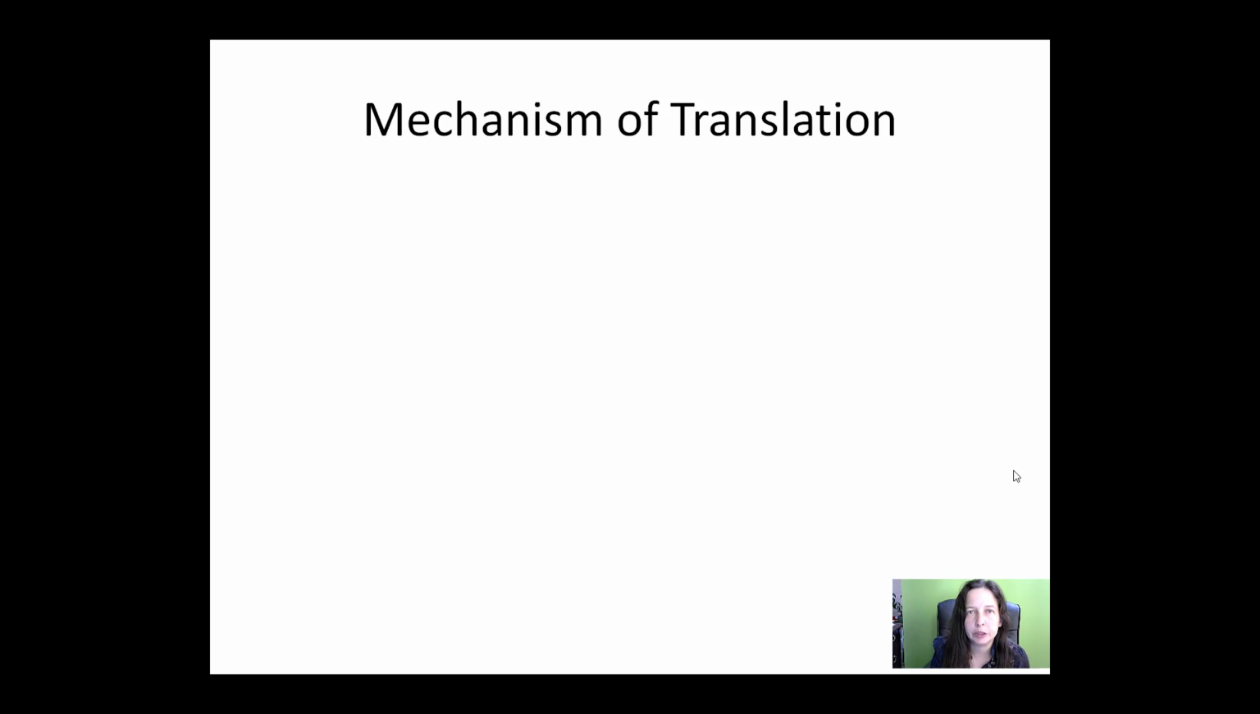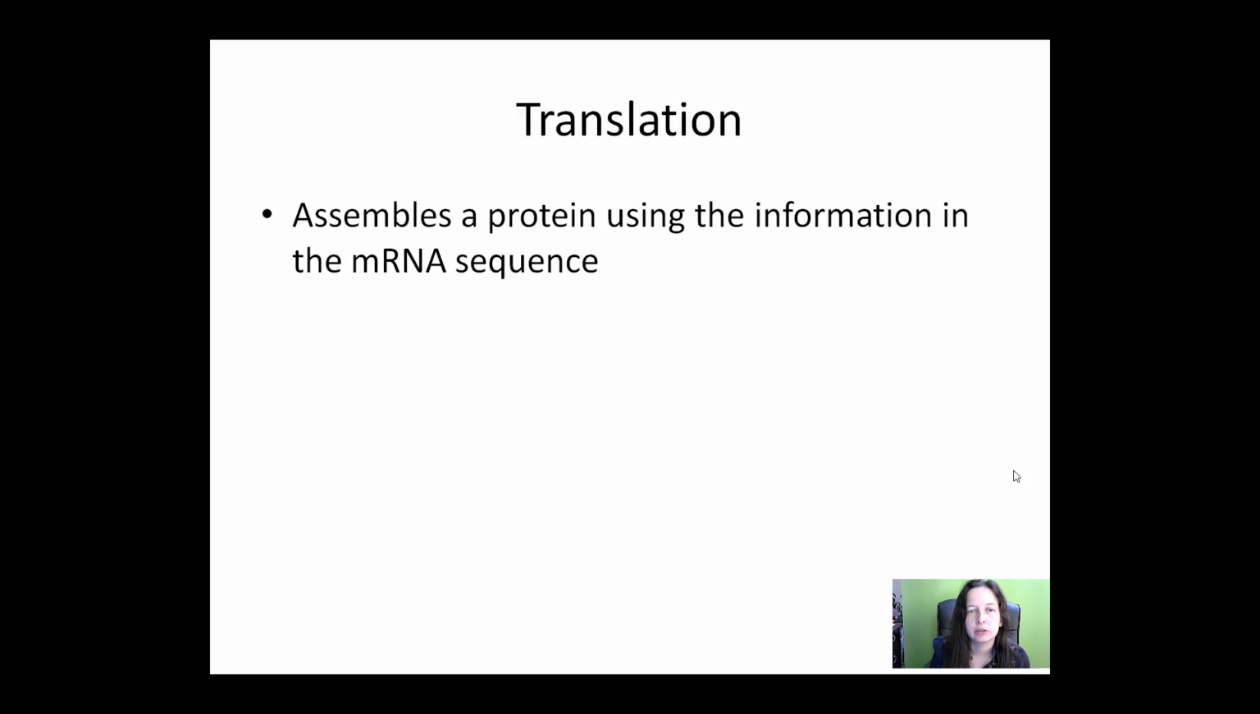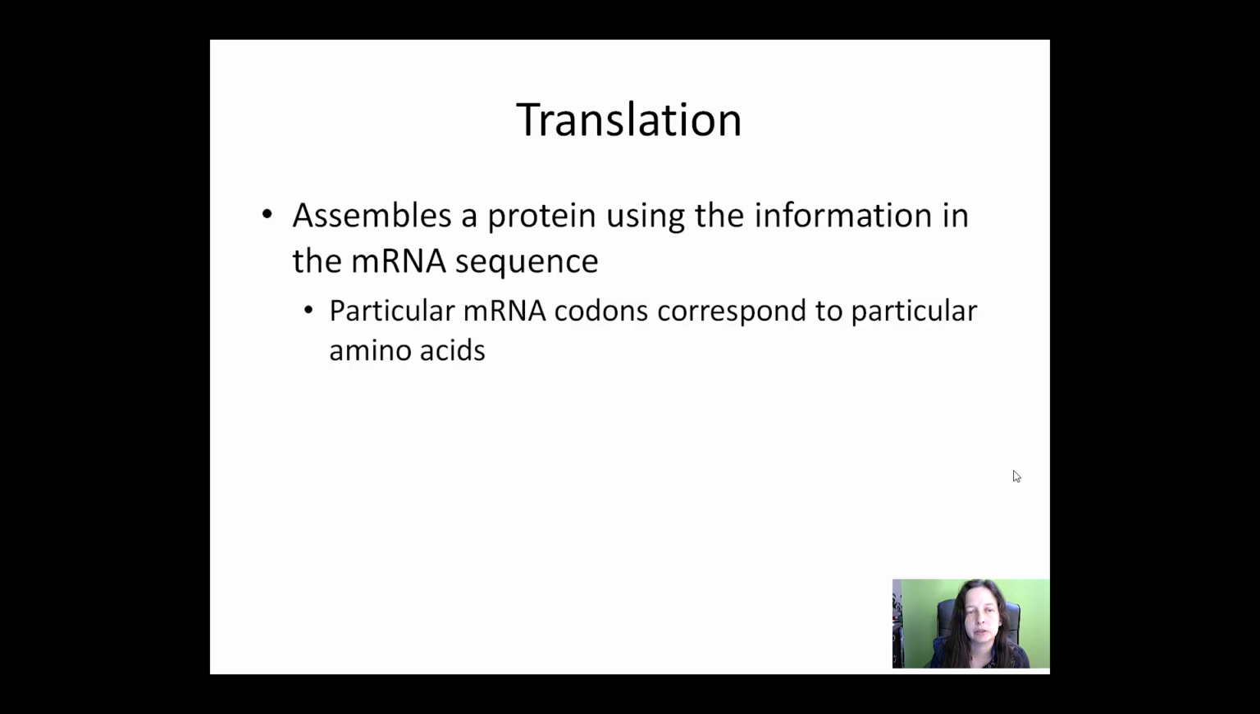In this part, I'm going to talk about mechanisms of translation. Hi, now we will talk about mechanisms of translation. Translation. So what is translation? It assembles a protein using the information in the mRNA sequence.